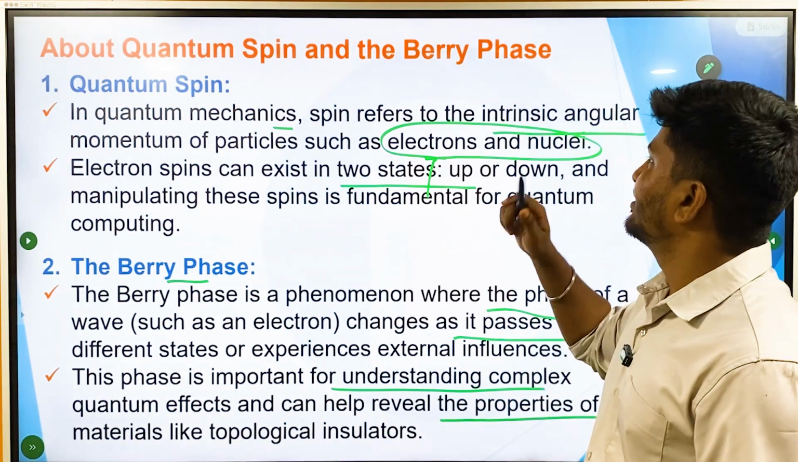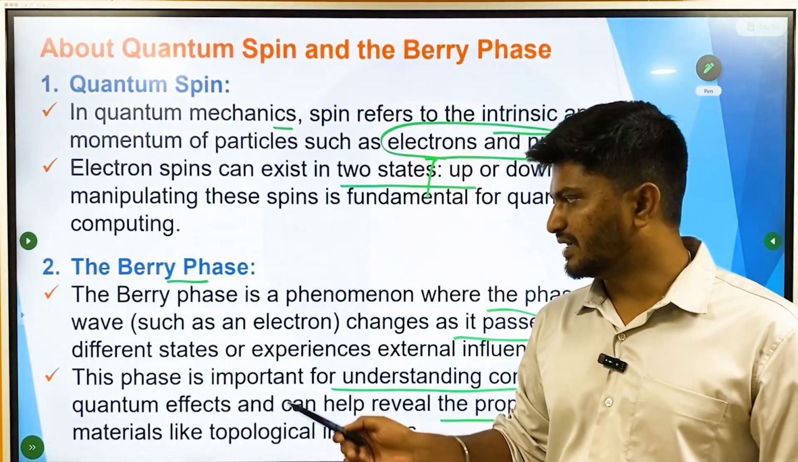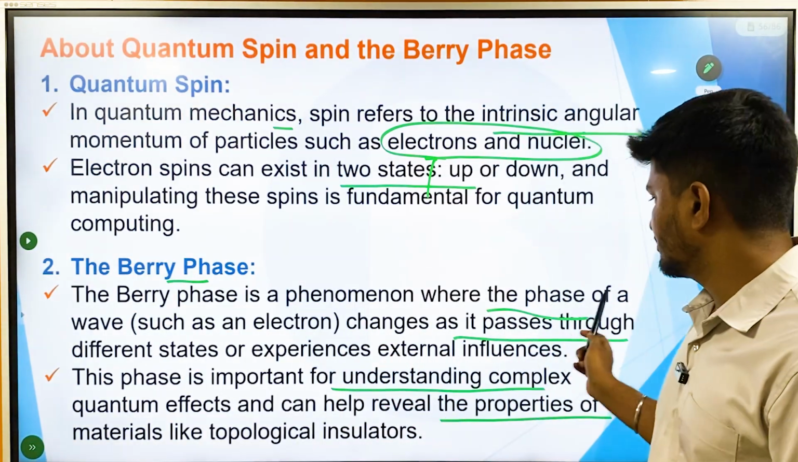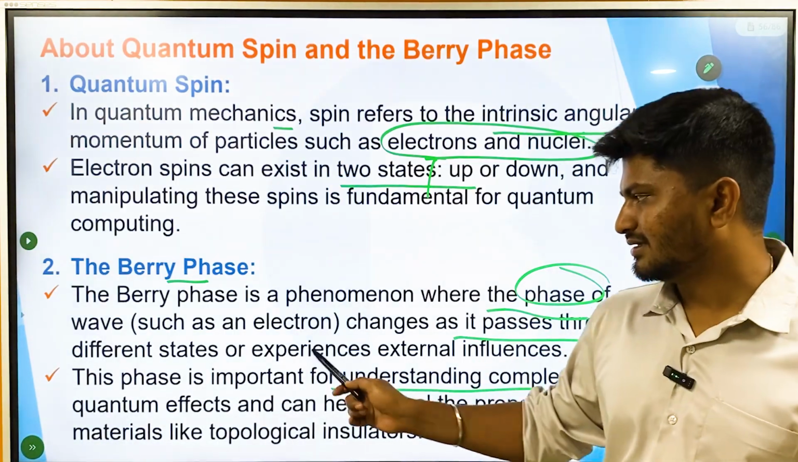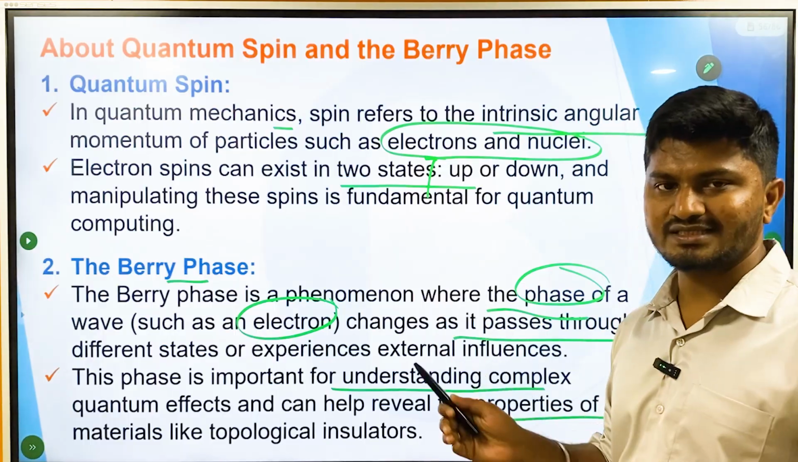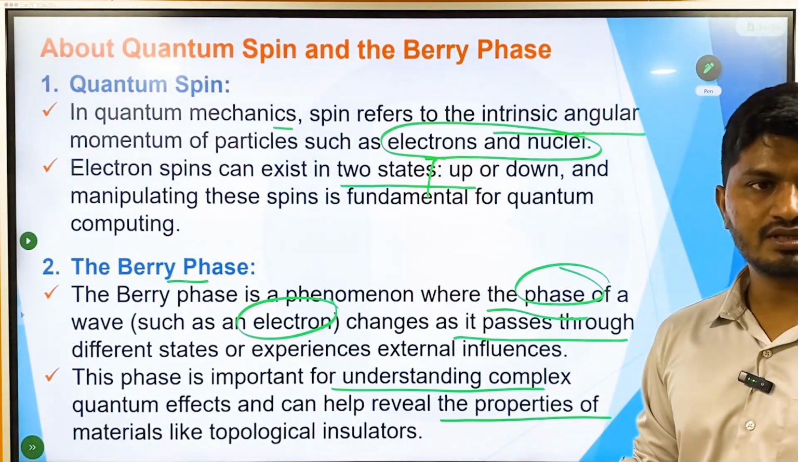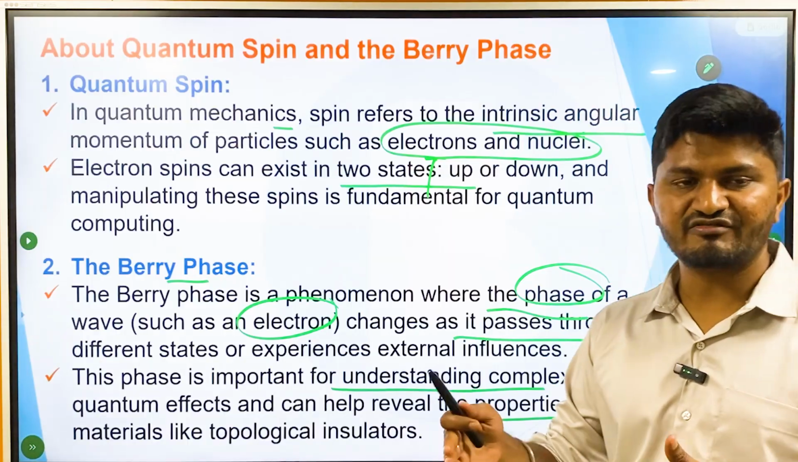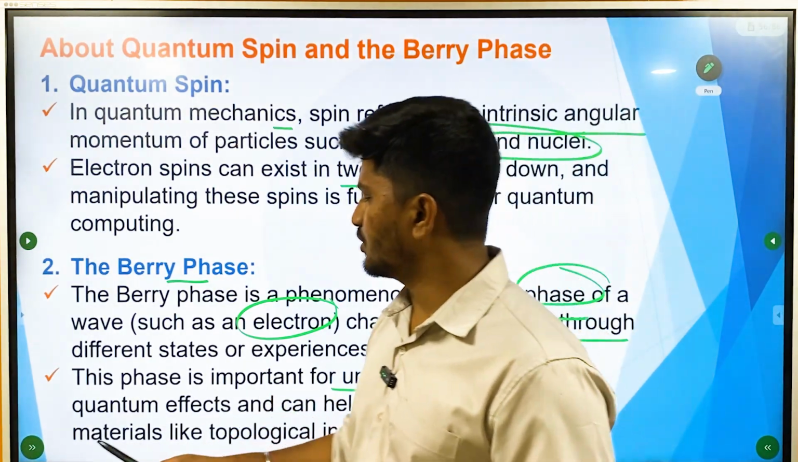Quantum spin: electrons and neutrons are revolving at angular momentum. Berry phase: it is a wave phenomenon where an electron or any other particle like neutron, proton, etc., their wave changes as they pass through different phases of the quantum. So that is the Berry phase and quantum spin.